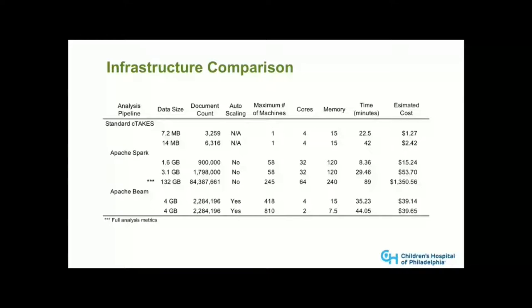And then here you have the Spark: 900,000 notes, 8 minutes, 1.7 million notes, 30 minutes, and then 84 million notes, 245 machines, 64 cores, 89 minutes. And this, I think, roughly equates to about 15,500 executors. But the great thing about this was that it was actually pretty cheap. It's all relative, $1,300, not a lot of money, but given how much you would likely spend elsewhere, it's pretty affordable, I think.